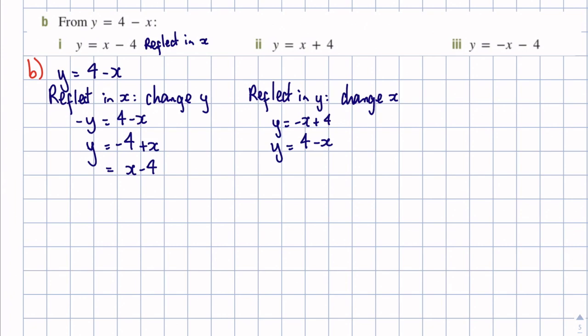None of them are that. Oh my gosh, I'm such an idiot. I went off the wrong equation. So we've got y equals 4 take x, and we're changing x, so negative x, which is y equals 4 plus x, which is y equals x plus 4, which is coincidentally the second one, reflect in y.